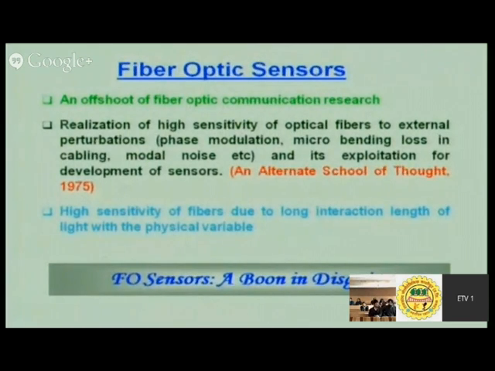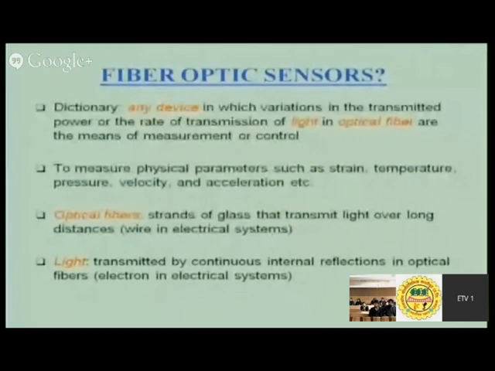So all these are the sensors. What is a sensor? It is a device which measures variations. So we see what is the variation in the light. Light is traveling. What is the variation in the light when it interacts with any of the outer media? That is the basis for sensing. It can measure any physical parameter: strain, temperature, pressure, velocity, etc.